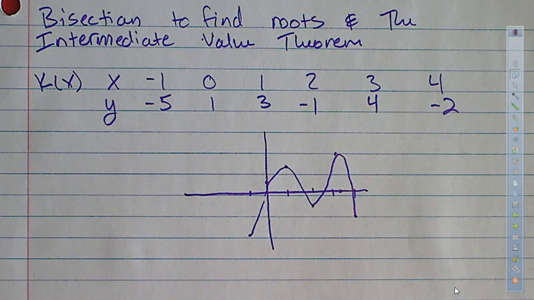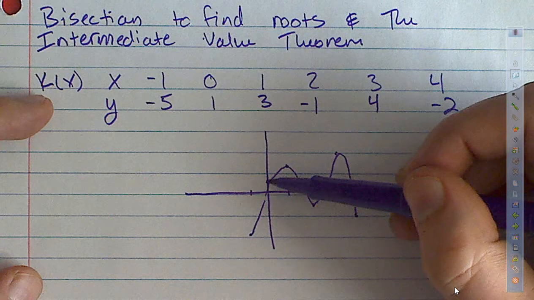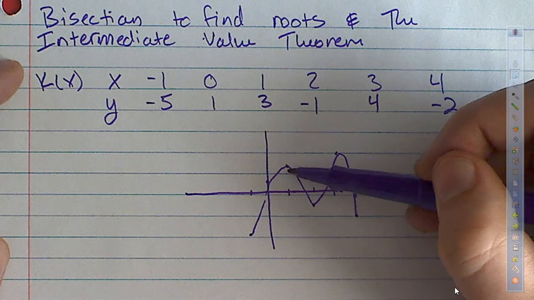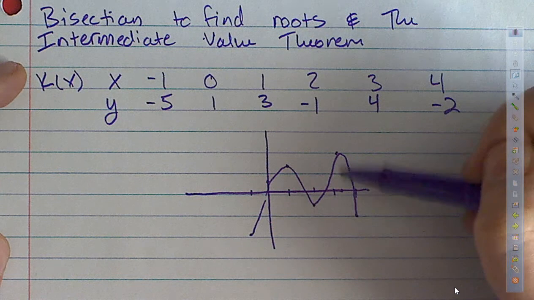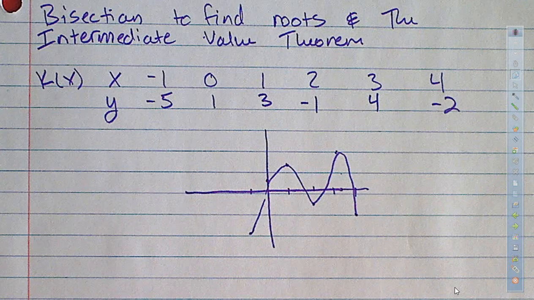However, the function could be more complex than that. The function could jump up and back down and then back up again before it hits that value, and then up and down before it hits there, and up and down, and up and down. But this is as simple as it could possibly be, right? You guys with me so far?